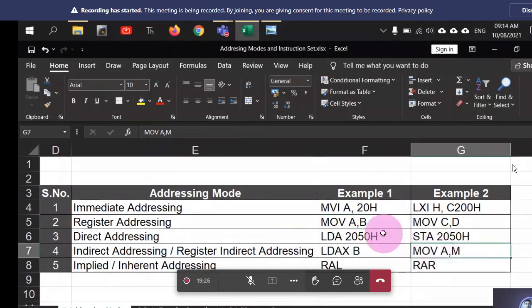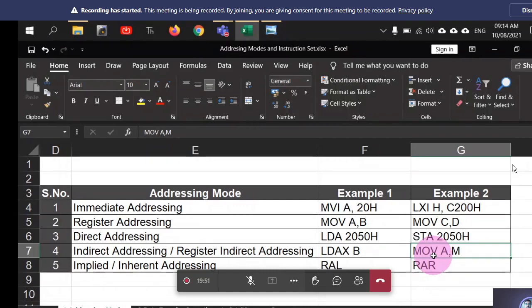These two commands are similar. They are moving data from one register to another, but still the commands which involve this M register are kept in the indirect addressing category. Can somebody explain this? M will hold the address. HL pair, yes, the HL pair will hold the address.